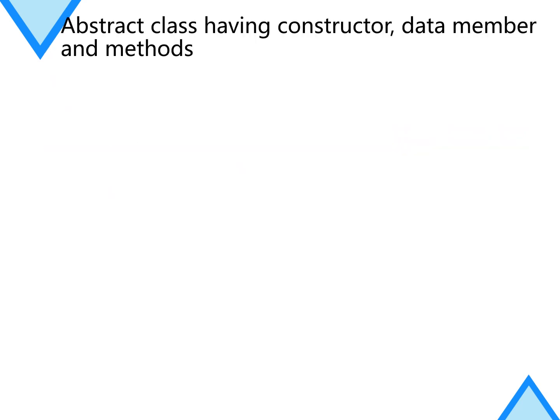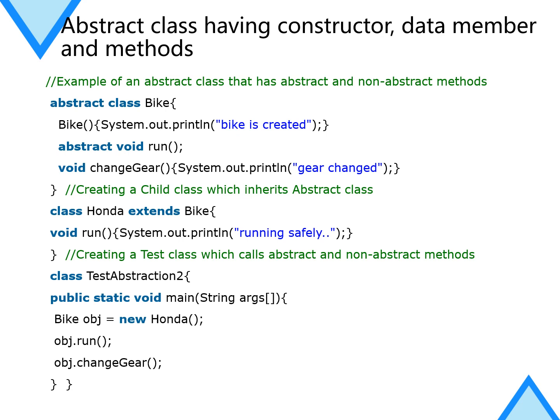An abstract class can have a constructor, data members and methods. In this example we have an abstract class bike which has a constructor as well as other data members and methods. Bike is the constructor, and here we give the implementation of the constructor inside the abstract class: System.out.println bike is created. We have an abstract method, abstract run. The abstract method will not have an implementation here. We will implement it in one of the subclasses.